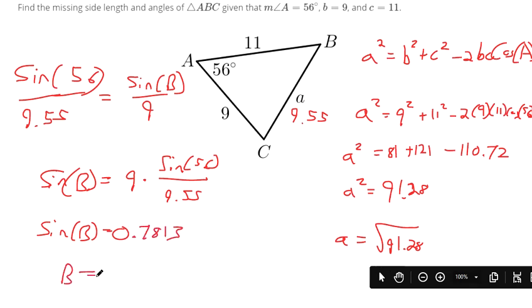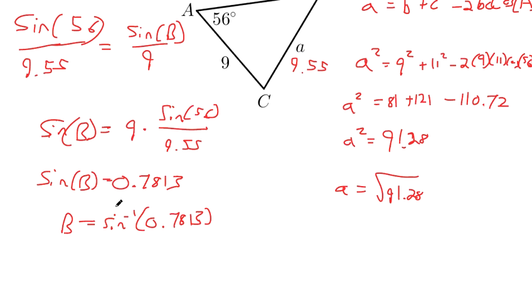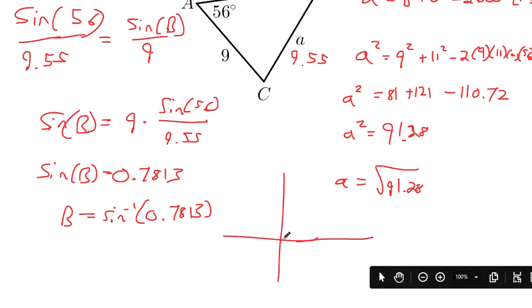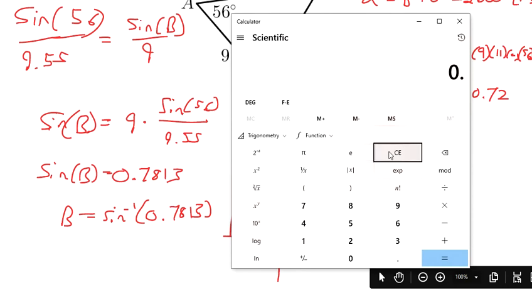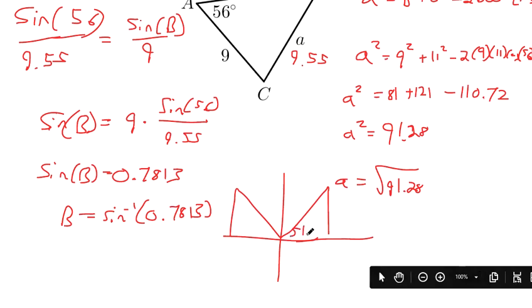And then to figure out what B is, we'd also want to consider both answers for B, right? If you try to find sine of B equals 0.7813, there's two places where that happens. That happens here, and that happens here. Sine is positive in the first and second quadrant. So here, let's figure out what the first angle is. We need inverse sine of 0.7813, so we get 51.37 degrees, so 51.4.